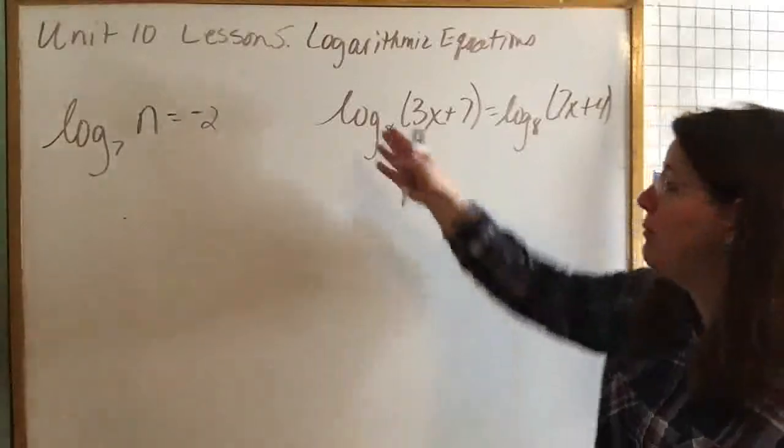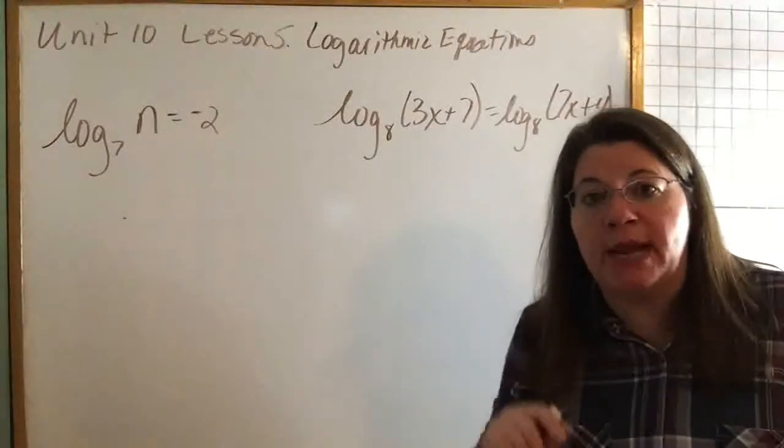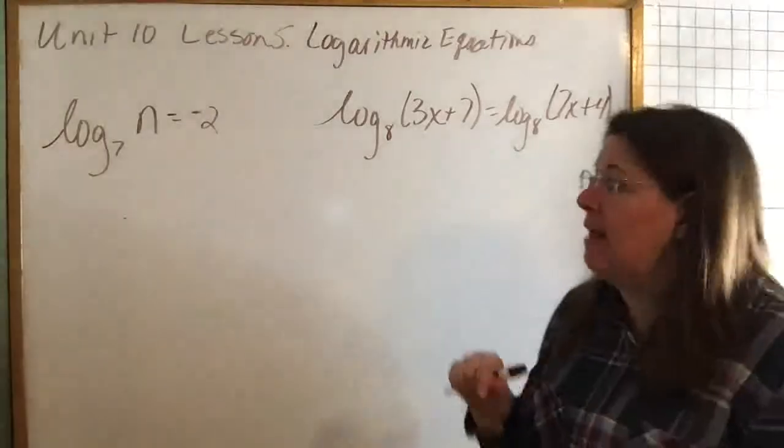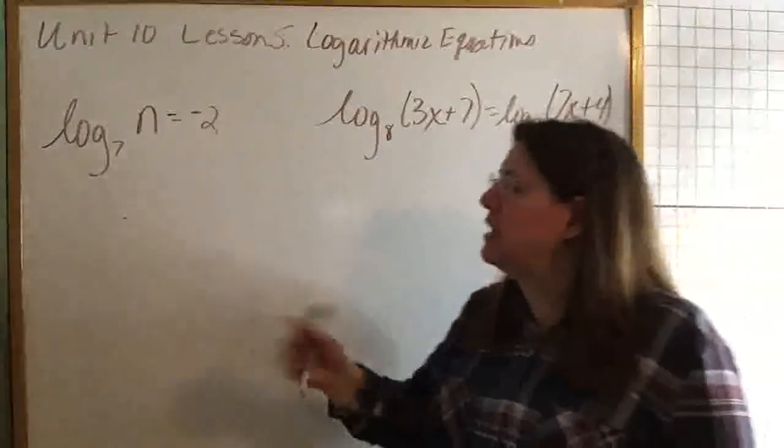And if you try to put a log with a negative number in your calculator, it's going to give you an error message. It just doesn't work. You can't have logs of things that are negative. It just doesn't work. So let's get into some examples.